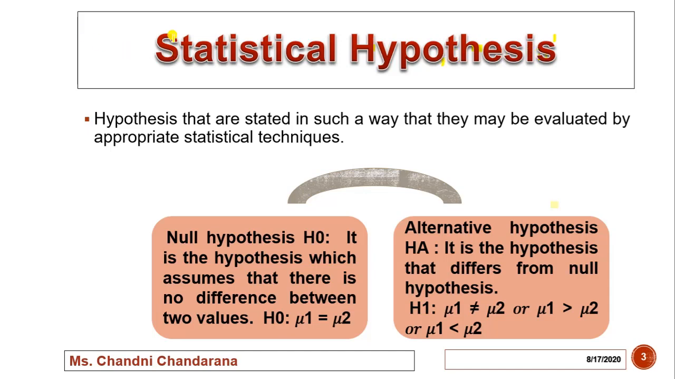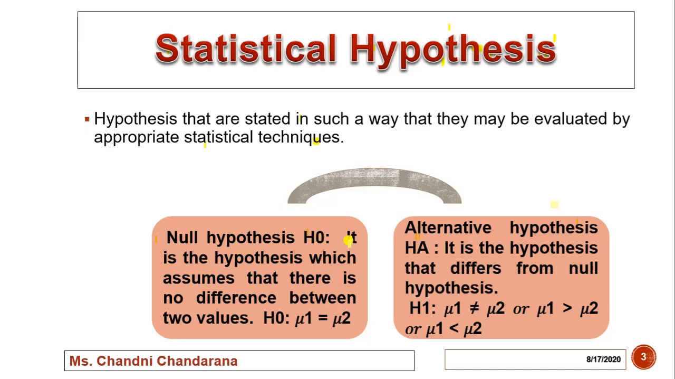Now what is statistical hypothesis? A hypothesis that is stated in such a way that it may be evaluated by appropriate statistical techniques is a statistical hypothesis. Now these hypotheses are divided into two types: null hypothesis and alternative hypothesis. So what is null hypothesis?